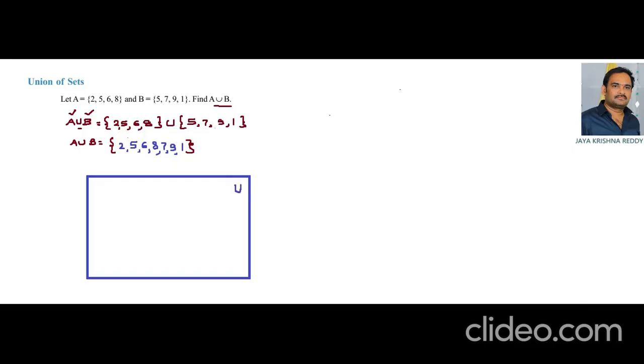Now we have to represent this A union B as a Venn diagram. The universal set will be represented by a rectangle, and here we have to mention it as U. Sometimes we can write it as mu also, or you can represent it with U. The two sets will be represented as two circles. So consider this as set A and this as set B.